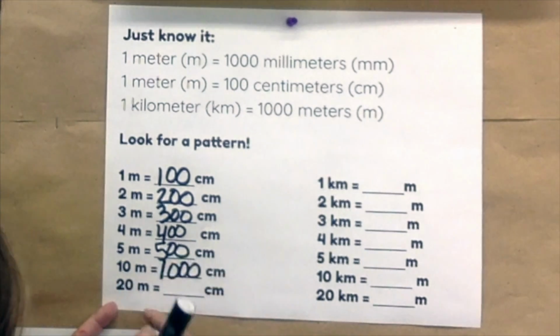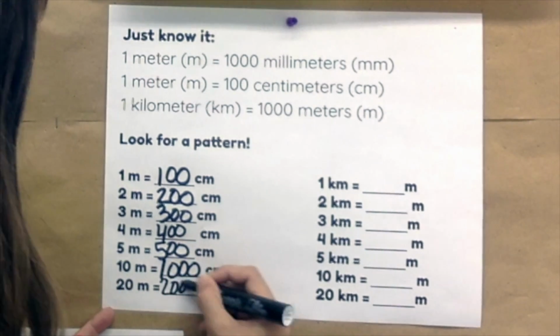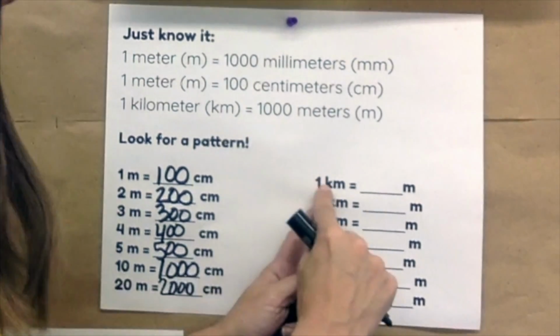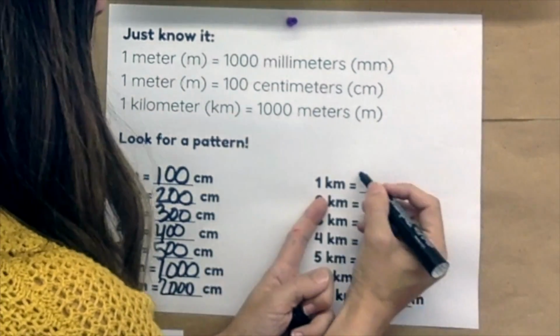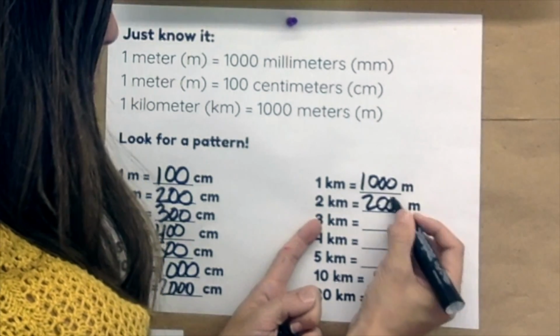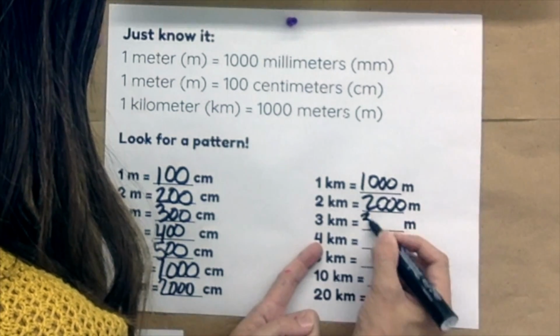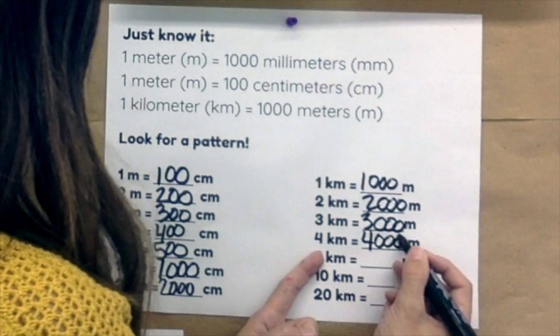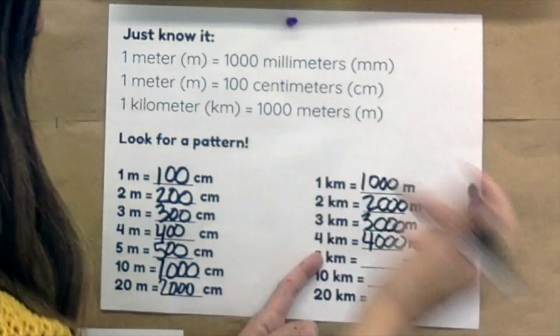So 20 meters would be double that, 2,000 centimeters. Let's move on to this side. 1 kilometer equals 1,000 meters. 2 kilometers, 2,000 meters. 3 kilometers, see the pattern? 4 kilometers, 4,000. 4 times 1,000.